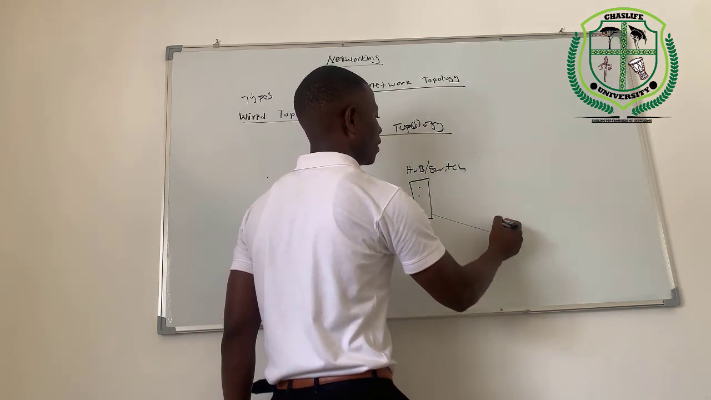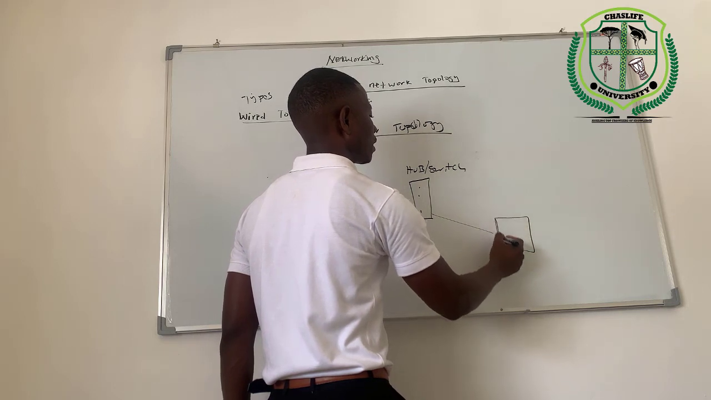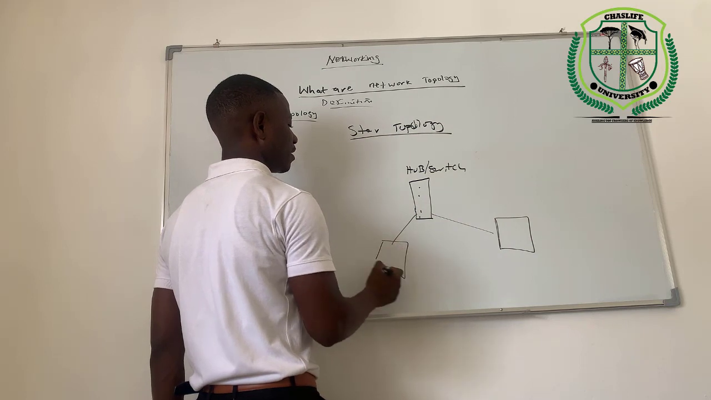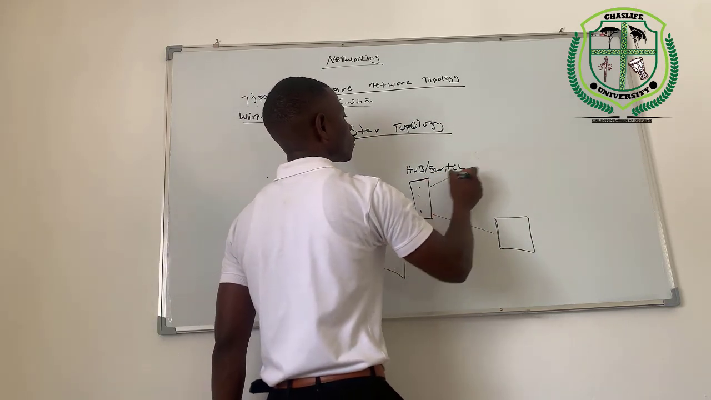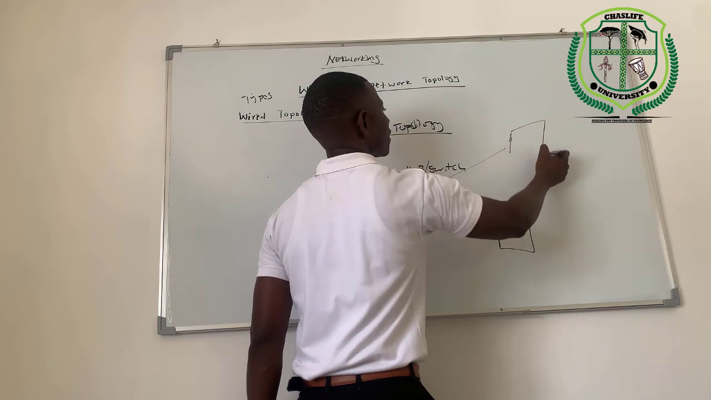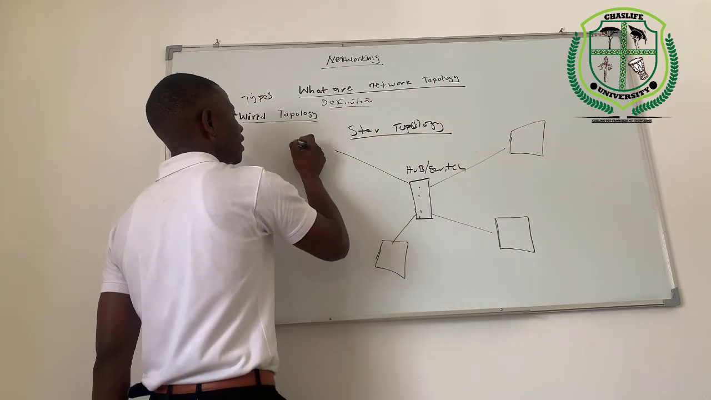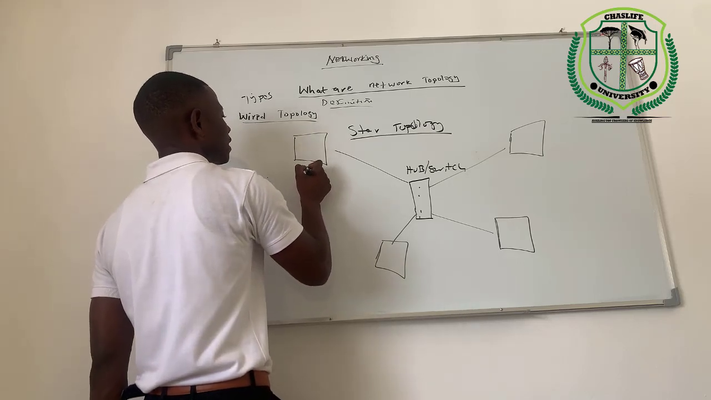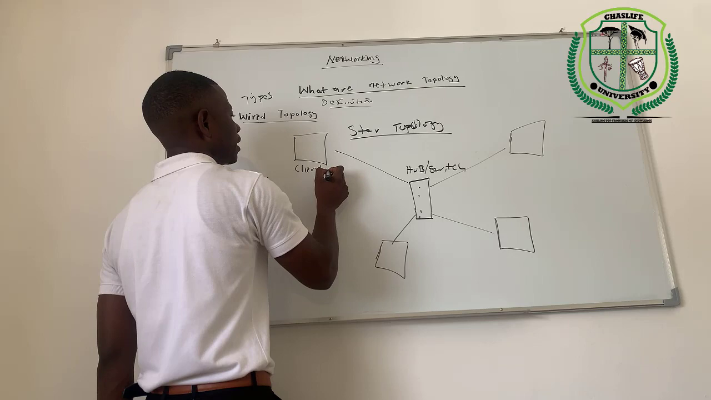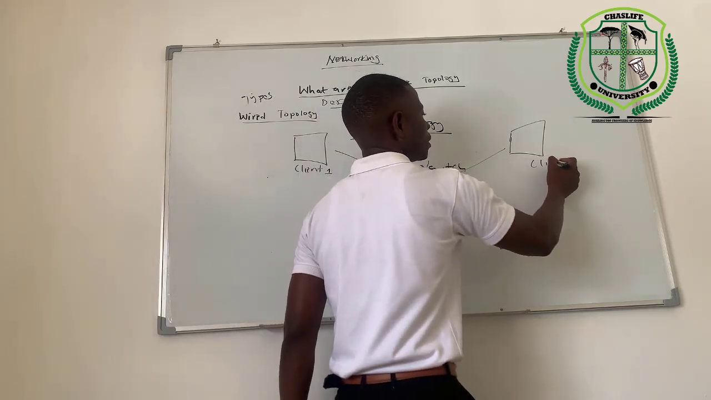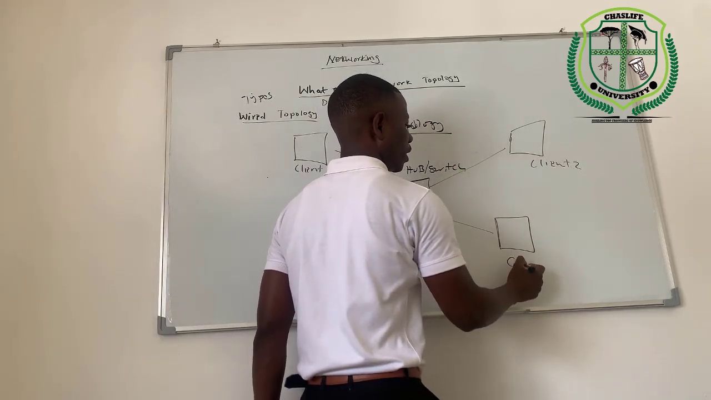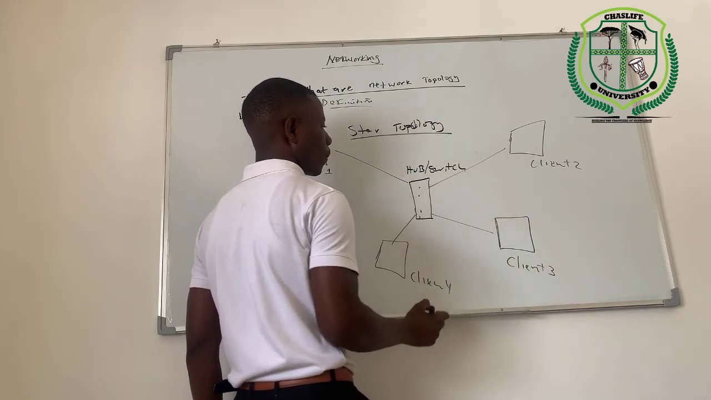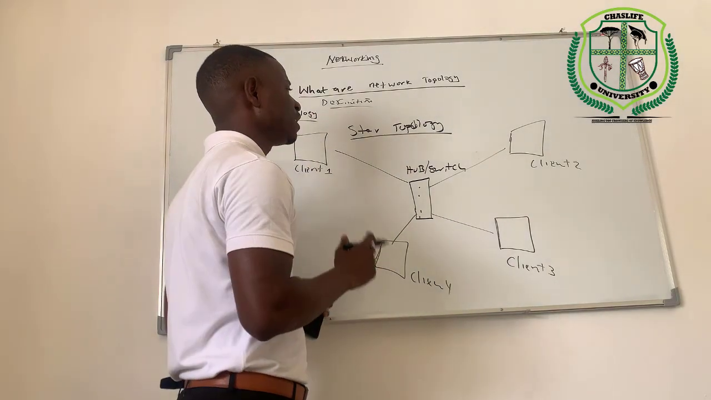So this is the hub. This is a computer, computer one, and then we have another computer, and this other computer here, and another computer here. We can label them: this is client 1, this is client 2, then client 3, and client 4.